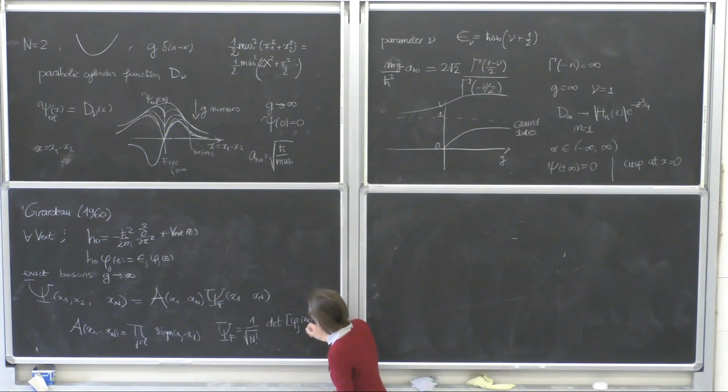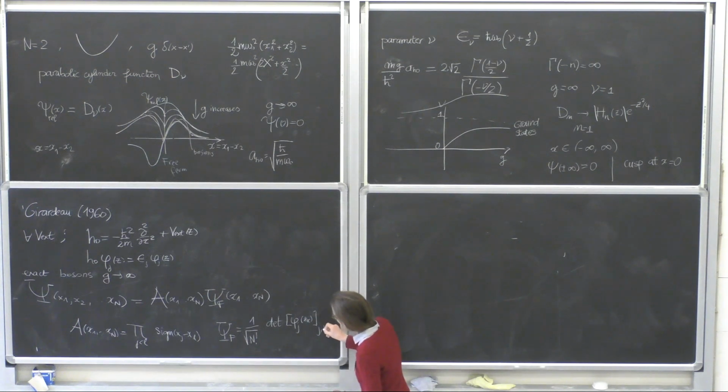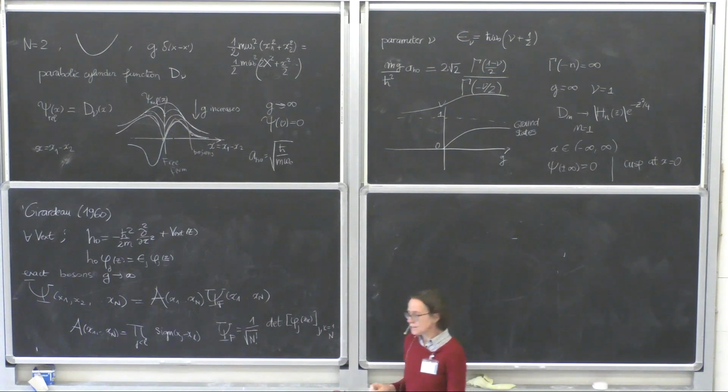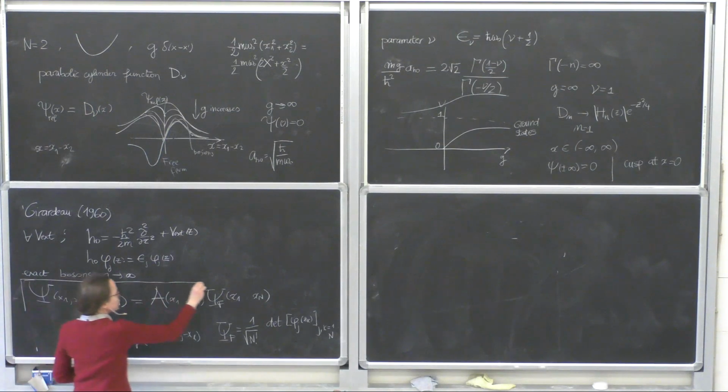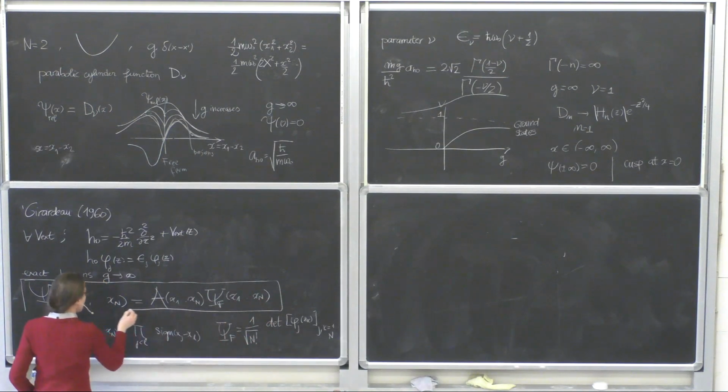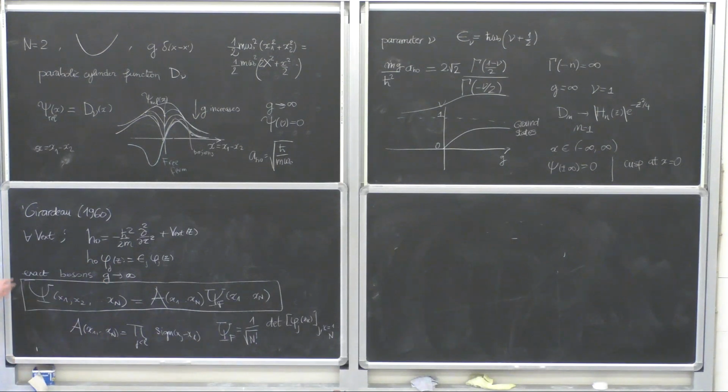And the indices j and k run from 1 to n. So this is the exact solution provided by Girardot. It's very interesting because it's valid for any external potential. And it's, of course, limited to infinite interaction. I told you there is no solution at intermediate interaction. Okay, tell me your question, sorry.